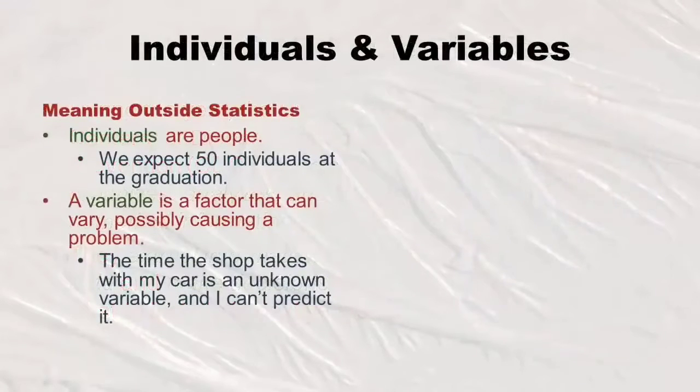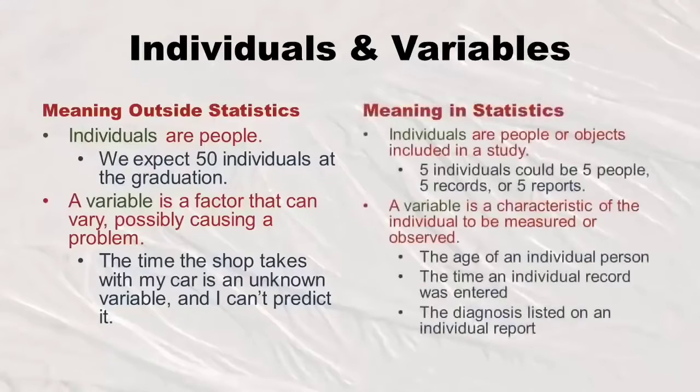Now, I promised you I'd tell you the statistics-ese version of individuals and variables. If you're outside statistics, you know that individuals are people, right? And you know that a variable is a factor that can vary. Like the only variable is, I don't know, what time something's going to happen. But when you enter the land of statistics, there are specific meanings to these two words. Individuals are people or objects included in a study.